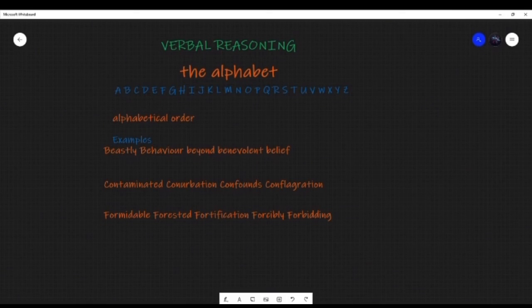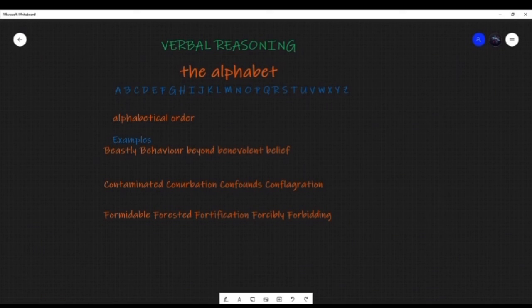Relatively simple. It may ask you to spell the words backwards. In this case, you just write the words backwards and then put them in alphabetical order. Same principles apply. Always start from the first letter, no matter what, and work to the end. And yeah, that is pretty much it.